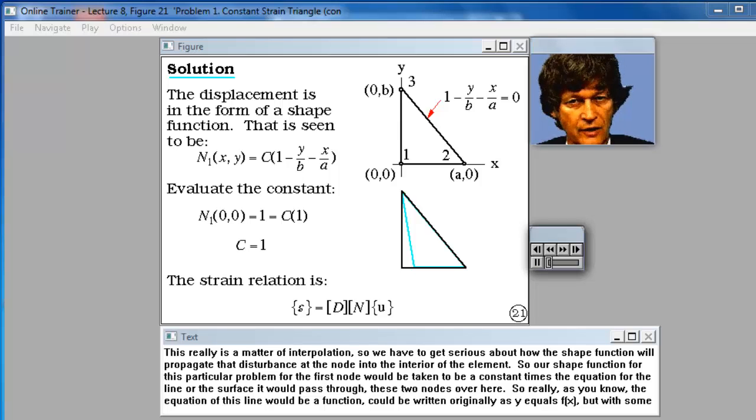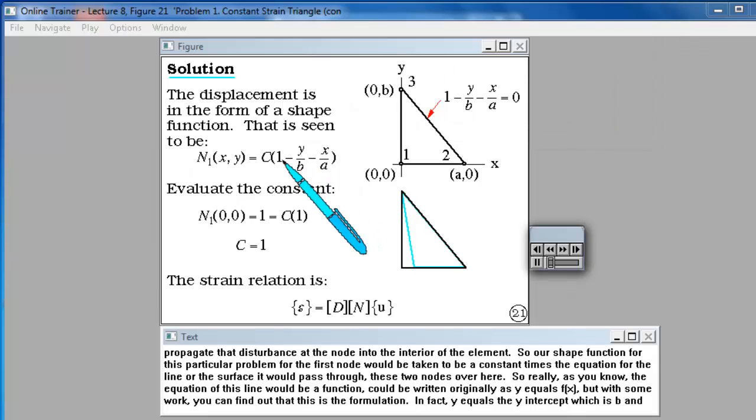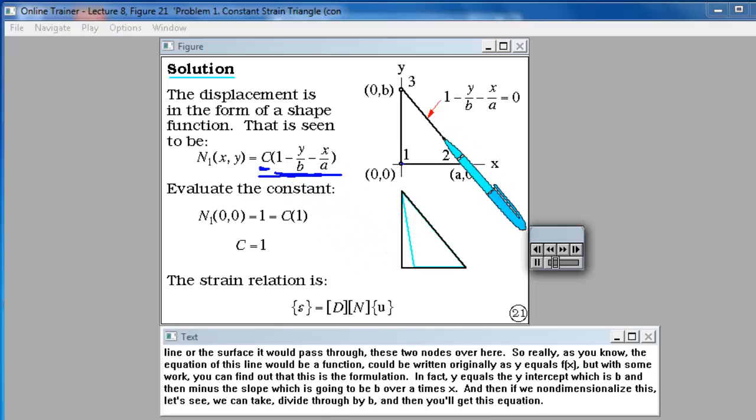This really is a matter of interpolation, so we have to get serious about how the shape function will propagate that disturbance at the node into the interior of the element. So our shape function for this particular problem for the first node would be taken to be a constant times the equation for the line or the surface that would pass through these two nodes over here.